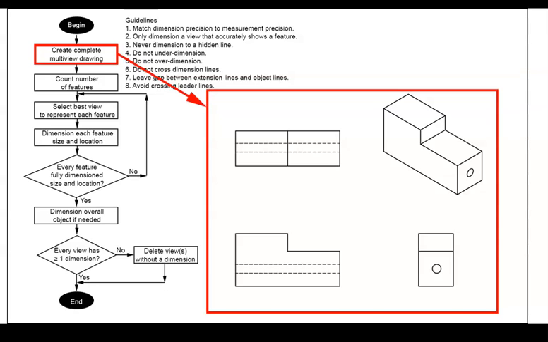And we're going to go ahead and follow the flow chart to make sure that we understand what we're doing. Looking right up here at the very first step, it reads match the dimension precision to the measurement precision. So when you measure something in the real world, you're going to have a measuring tool like a dial caliper or a tape measure. A dial caliper has a measuring precision of 1/1000th of an inch. That's 3 decimal places.